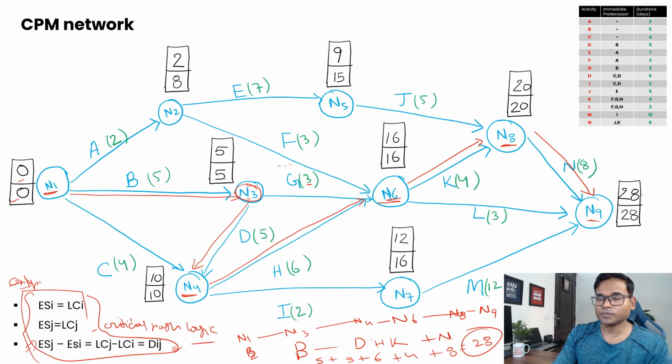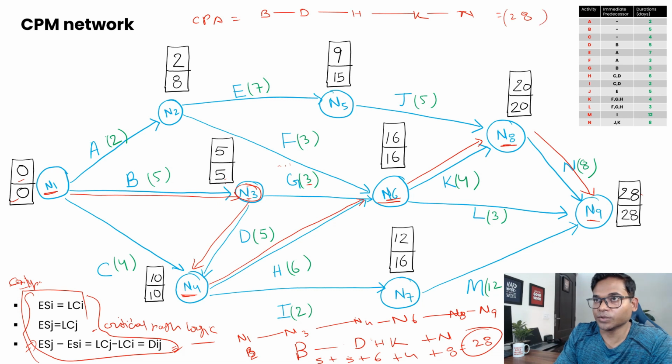So just to write it, your critical path activities are basically B to D to H to K to N, right? And then we'll go to the last node, right? And then accordingly it's your 28, and the summation of the durations is 5 plus 5, 6 and 4 and 8, and that's what gives us 28 as the duration.